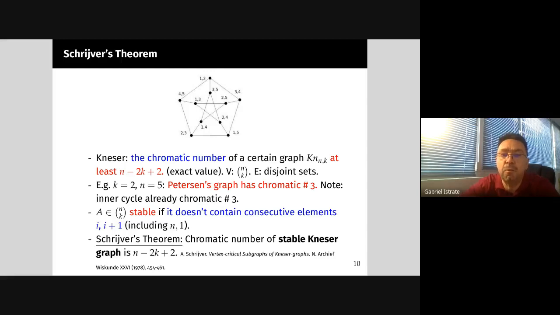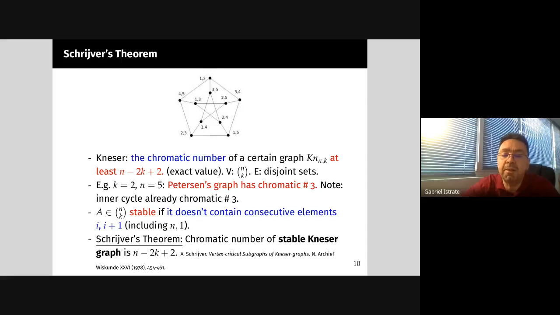So you can think whether one can get something stronger than Kneser that would quantify this, and indeed that can be done. You can call a set with k elements stable if it doesn't contain 2 consecutive elements on the circle, that is i and i plus 1, but also n and 1. And Schrijver's theorem is a generalization of Kneser's theorem that proved that the chromatic number of this stable Kneser subgraph, which is a subgraph of the Kneser graph, is also n minus 2k plus 2.